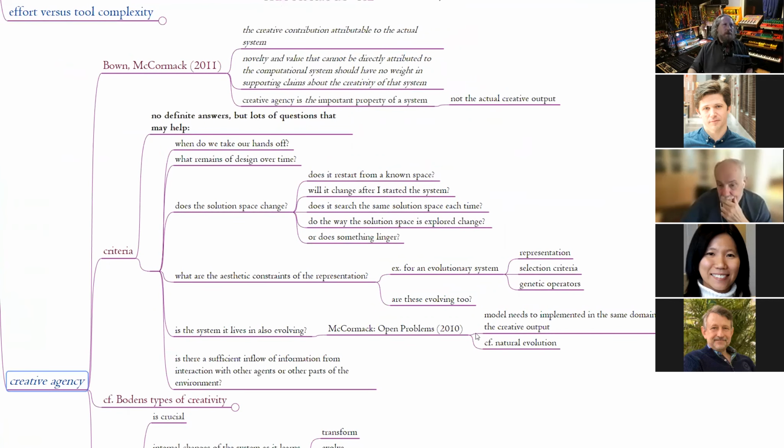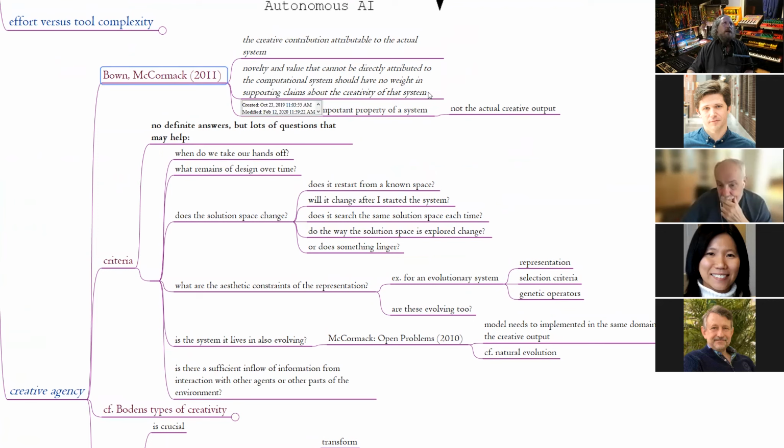So what about if we go to more generative algorithms and AI systems, and look at what kind of agency they have? A couple of colleagues of mine, Ollie Bown and John McCormack, both active in Australia, published a paper on the idea of creative agency, by which they mean the creative contribution attributable to the actual system. The novelty and value that cannot be directly attributed to the computational system should have no weight in supporting claims about the creativity of that system. And they mean that this is what we really should look at when evaluating this system.